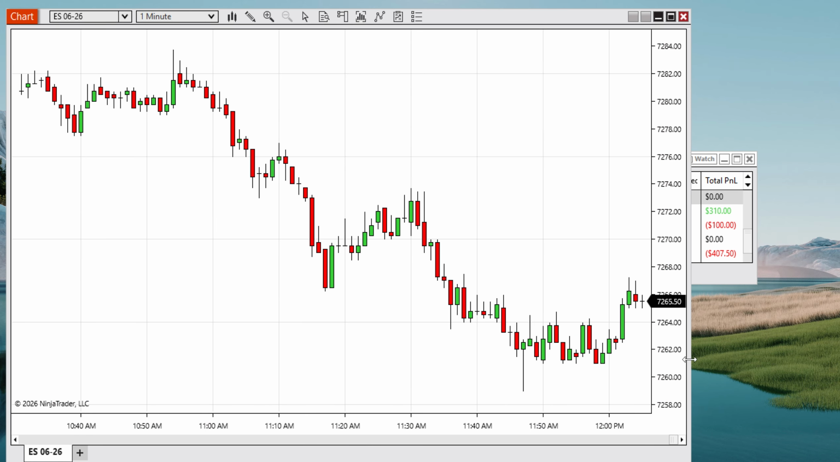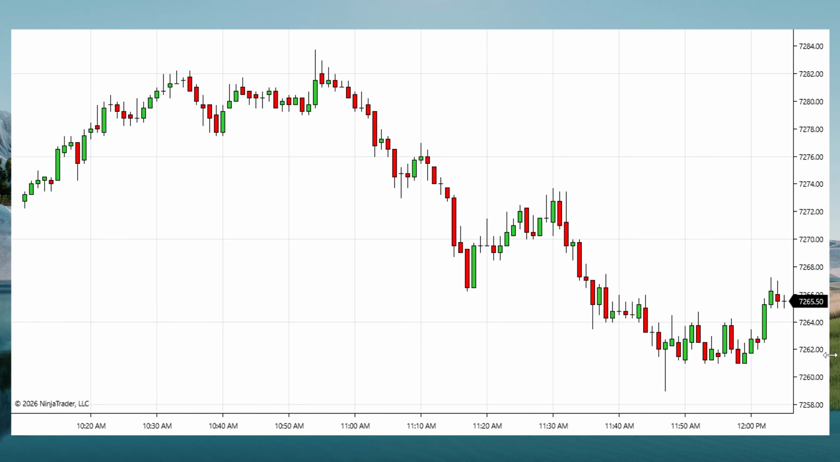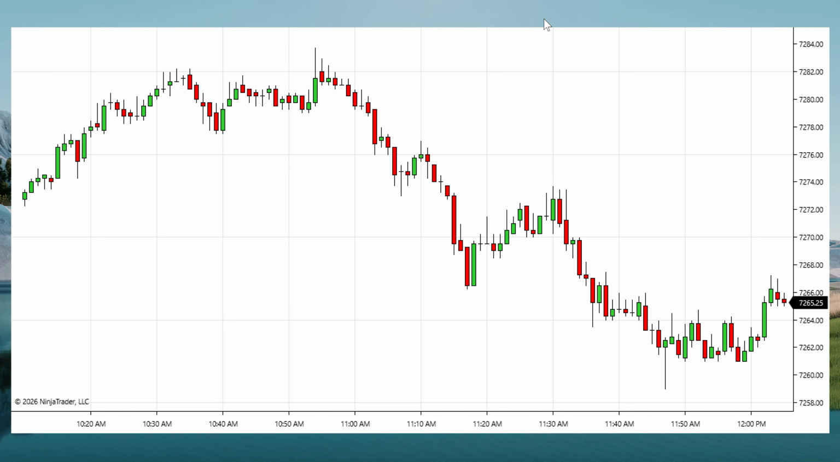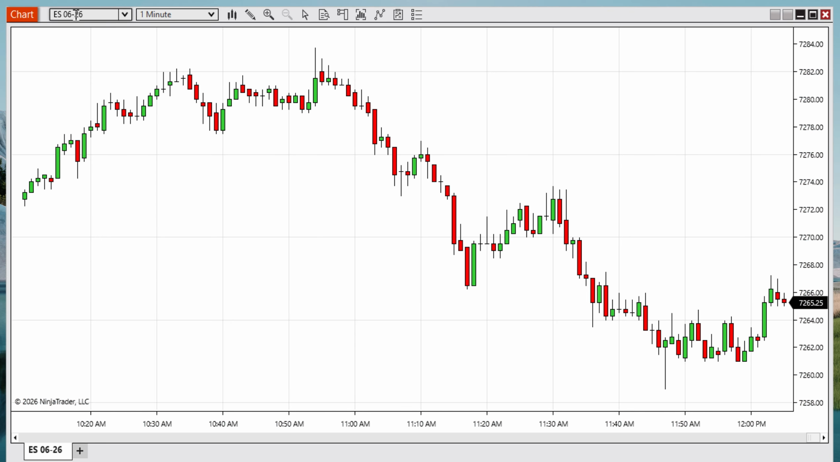Okay, so this is my chart. I selected ES. I selected the June contract. I was in 1 minute. Okay, when I selected, and this is the chart.